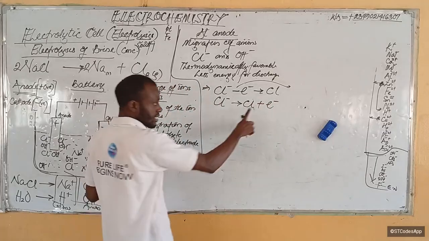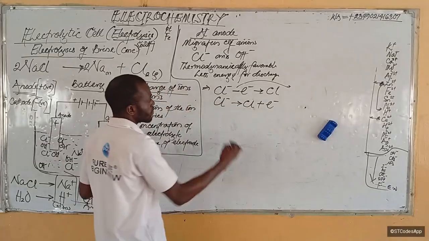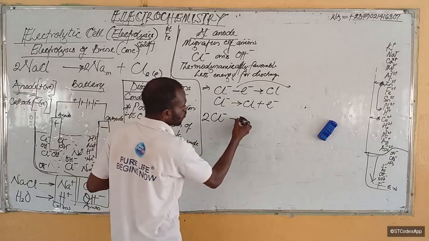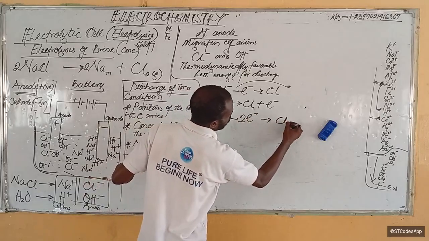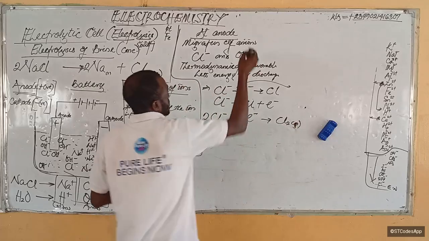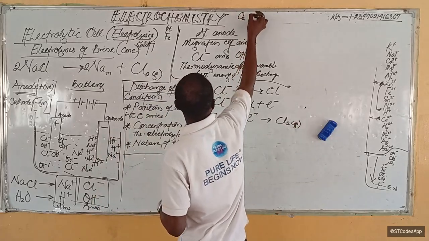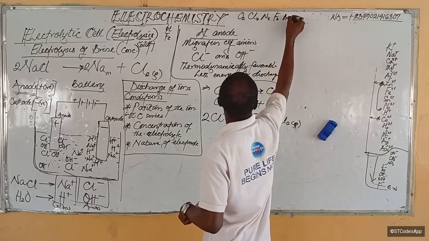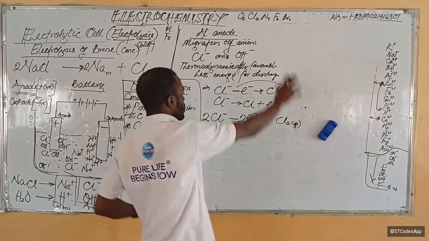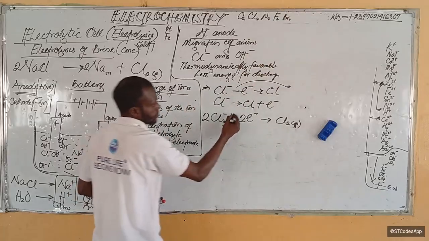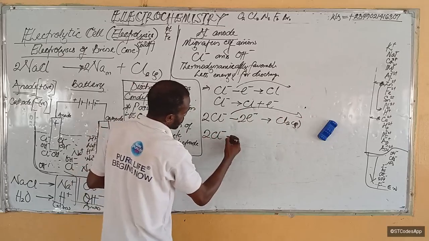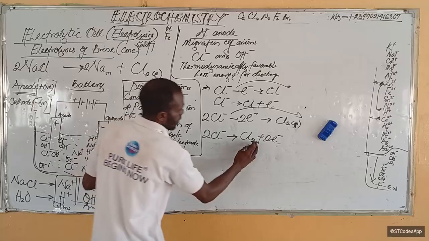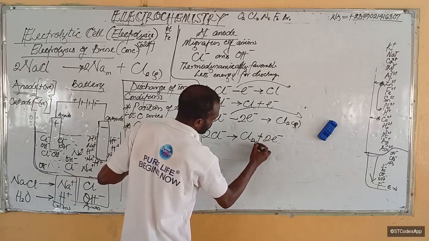But actually, it does not form like this. Another Cl minus will undergo the same process, so that the overall reaction becomes 2 Cl minus losing 2 electrons to become Cl2 gas, because chlorine is diatomic. When gas is formed, for example oxygen is O2, chlorine gas is Cl2, N2, F2, Br2. So to form a gas, it has to be like this: 2Cl minus gives Cl2 plus 2e minus. So this is how Cl2 gas is formed.